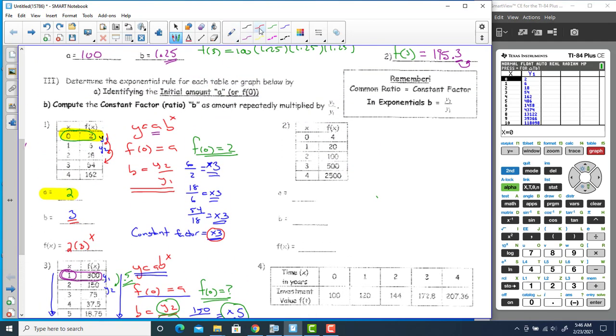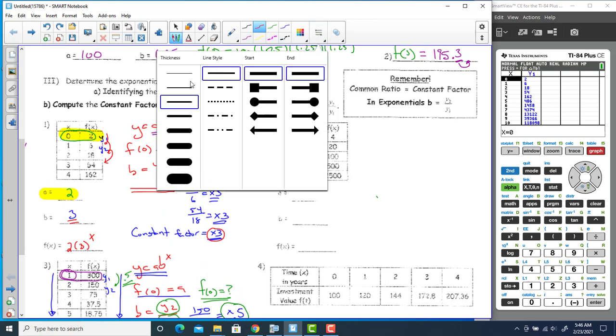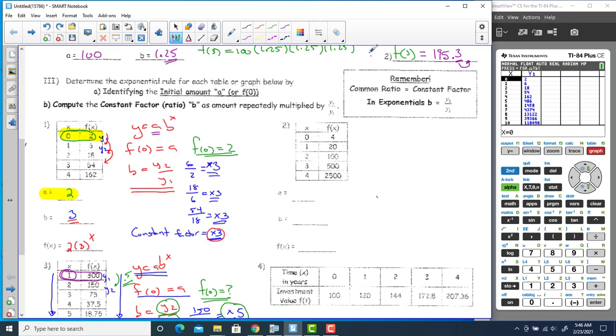For number 2, ladies and gentlemen, it would be a good idea to identify a and b on your own in just a moment, and then see if it matches up with the work that I'm able to produce on this end. See if you can come up with the appropriate function rule for number 2 on your own, using number 1 as a model.